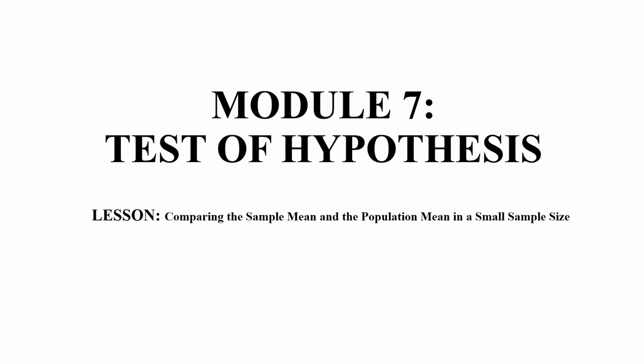Okay, so for our lesson for today is about comparing the sample mean and then the population mean in a small sample size. Okay, so pag sinabing small sample size, it means yung N natin is less than 30. Mas mababa naman kay 30. Dun sa last video natin kasi, large sample size yung tinalakay. So, dito naman is less than 30.